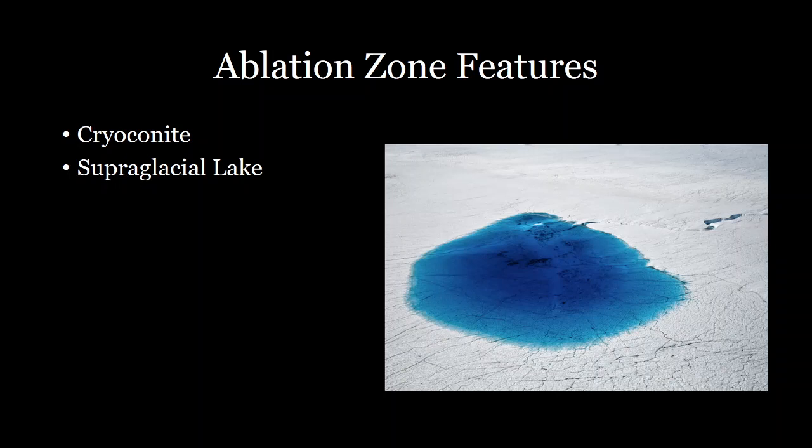Another very important feature of the ablation zone is superglacial lakes. So superglacial lakes are lakes that develop on top of a glacier. And these are really important. One, because they are dark in color. You can see this dark blue color compared to the bright white color surrounding them, and therefore they absorb more solar radiation. They have a low albedo.